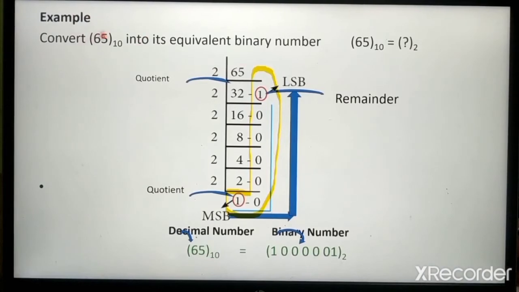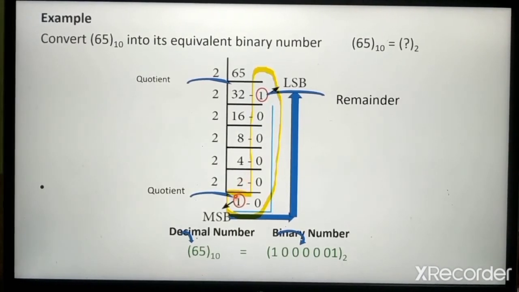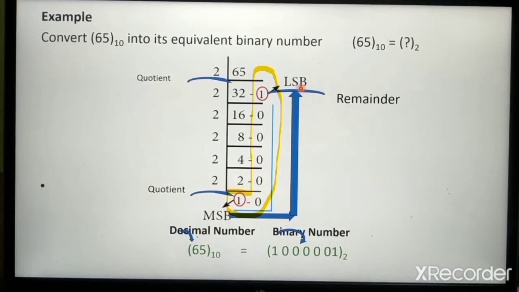Let's see an example of how to convert a decimal number into its equivalent binary number. Here the given decimal number is 65. First take 65 and divide by 2 until you get the quotient as 1. When you get the quotient as 1, you can stop the process and write the result from last quotient to first remainder value. The last quotient is called MSB, which means most significant bit. The first remainder is called the least significant bit. We write the answer from most significant bit to least significant bit, which is the final binary number for the given decimal number.